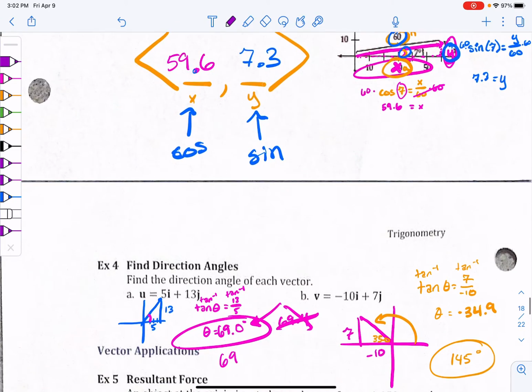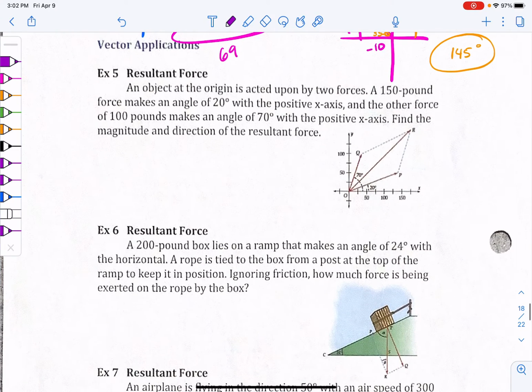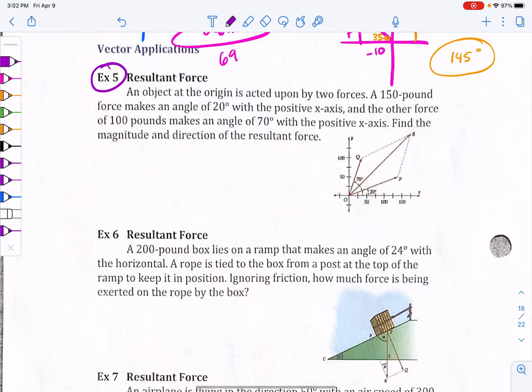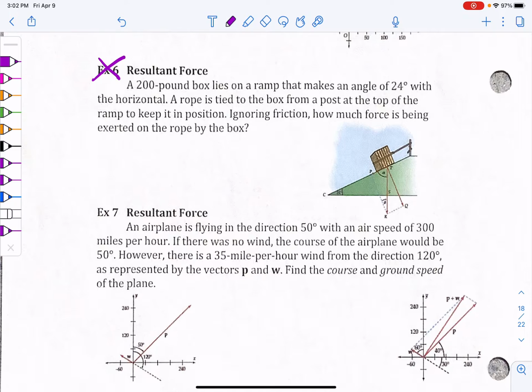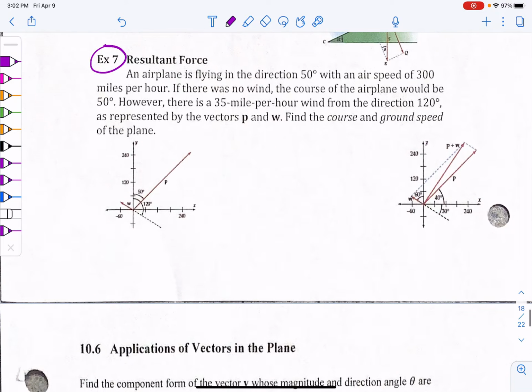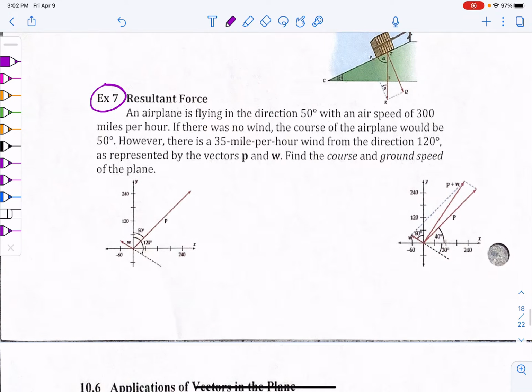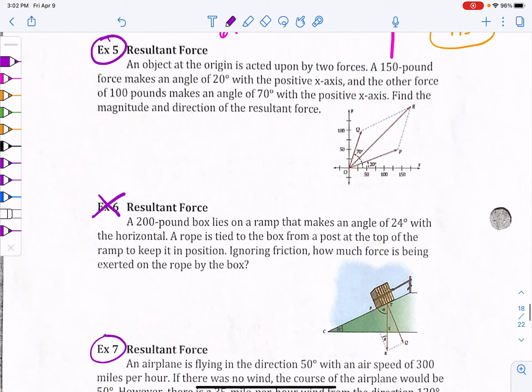We are now, I think, on example 5. What I'm going to do is go through example 5, skip example 6, and go through example 7. Then I'm going to get you started on one of the homework problems, so you can see how those are the same or different from these two examples.